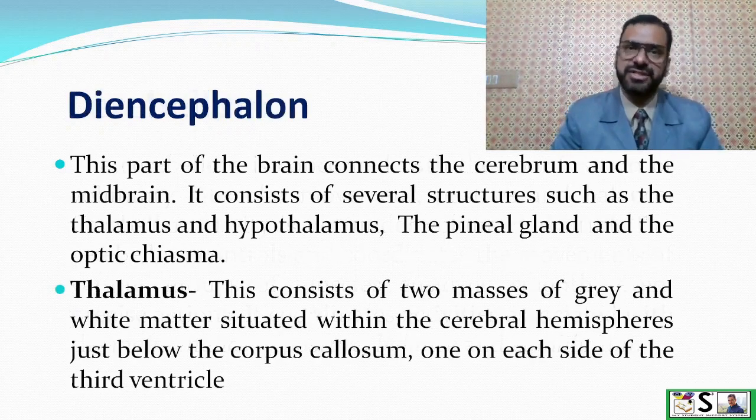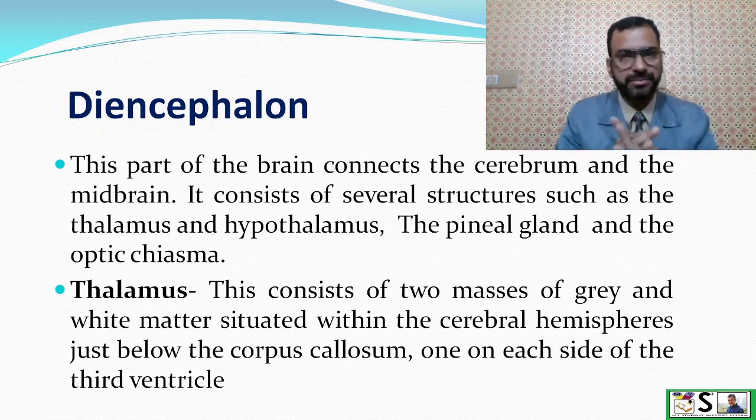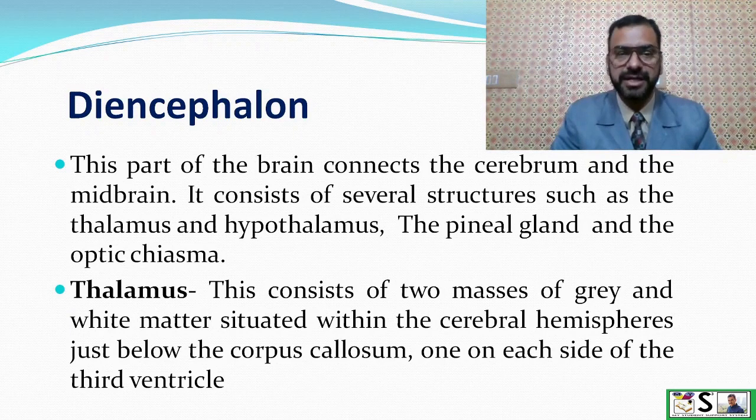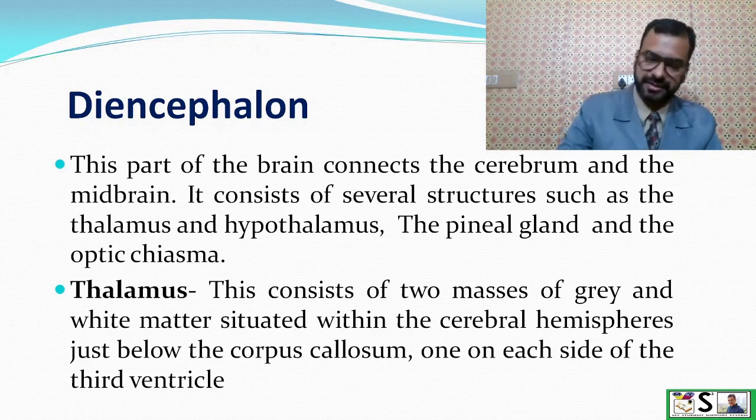Diencephalon. This is the third part of the brain. This part of the brain connects cerebrum and the midbrain. It consists of several structures such as thalamus, hypothalamus, pineal gland, and optic chiasma. Thalamus consists of two masses of gray and white matter situated within the cerebral hemisphere, just below corpus callosum, one on each side of the ventricle.